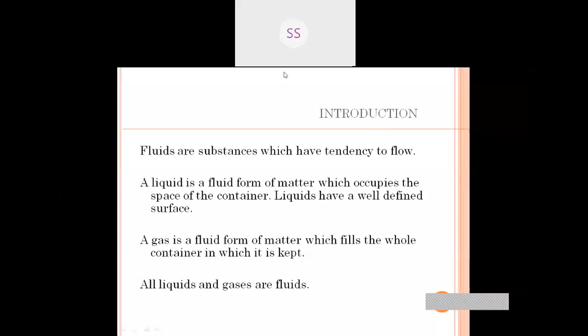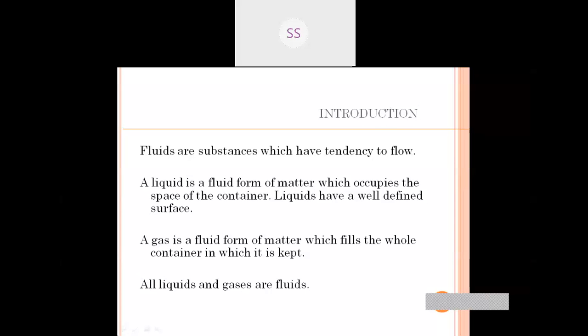Okay students, sorry for the interruption. Let me explain from the beginning. Fluids are the substances which have a tendency to flow. The shape of a fluid can be changed by using a very minimum force. So what is the difference between liquids and gases?